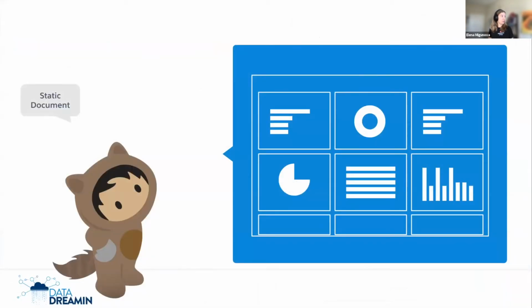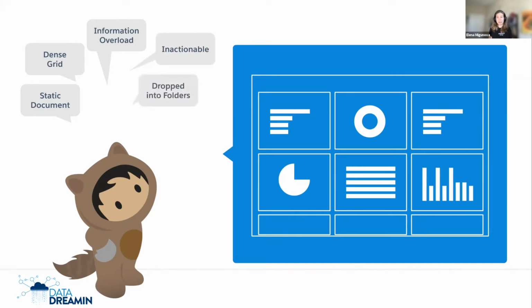What's wrong with this dashboard? Well, it's often perceived as a static document just because users don't know what to do with it. It has a dense grid. Everything is put together. It has a huge information overload just because, again, everything is presented to you at the same time on the same page. It's inactionable just because you're lost. You don't know what to do here. What's the main part? What's the secondary part? That's why it's often dropped into folders and forgotten. So all work was for nothing just because it's unusable.